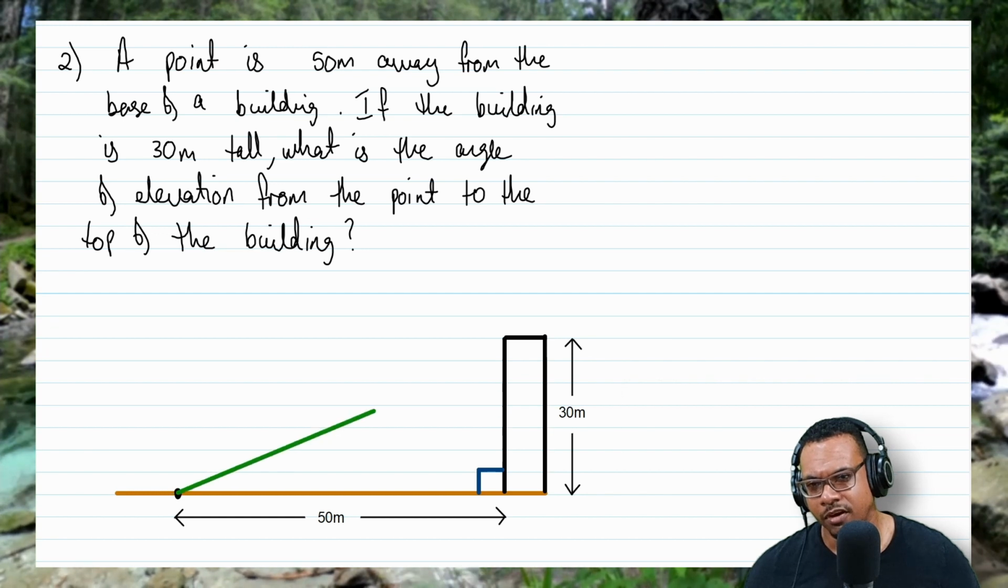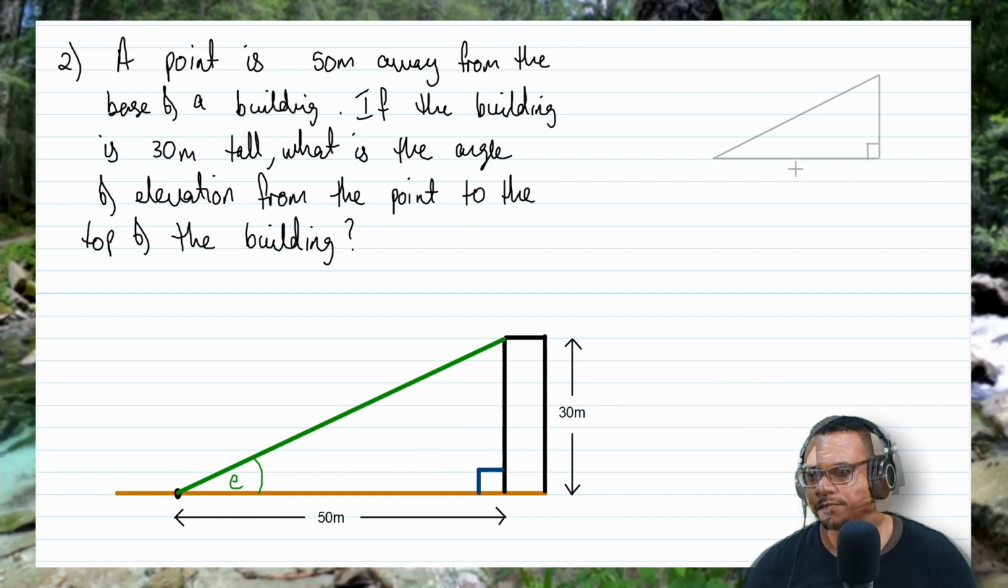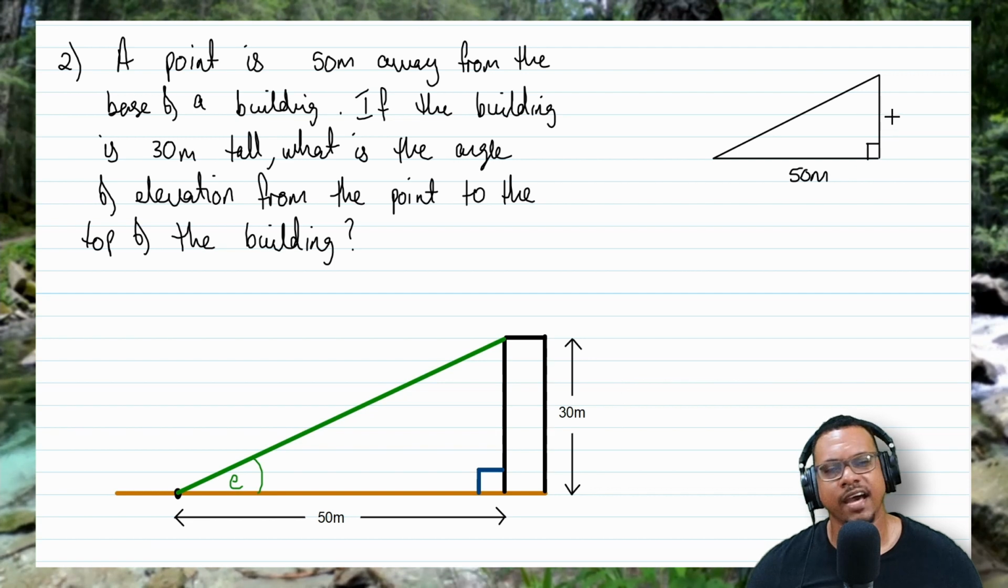If I draw that line going up to the top of the building, this here will be the angle of elevation that we are looking for. Horizontal, then going up to the top of the building. So that's the angle of elevation from the point to the top of the building. Again, this is a right angle triangle where we have the length of the base here as 50 meters and the height here as 30 meters. And we want to find this angle of elevation here.